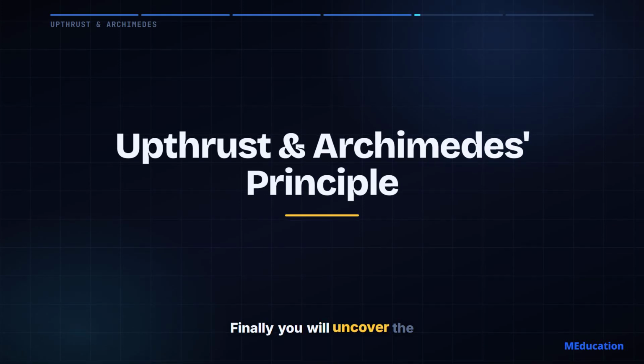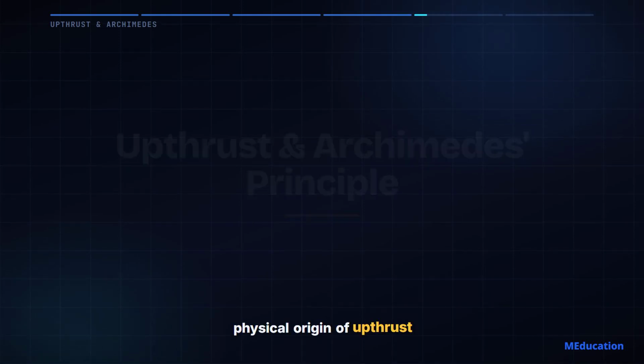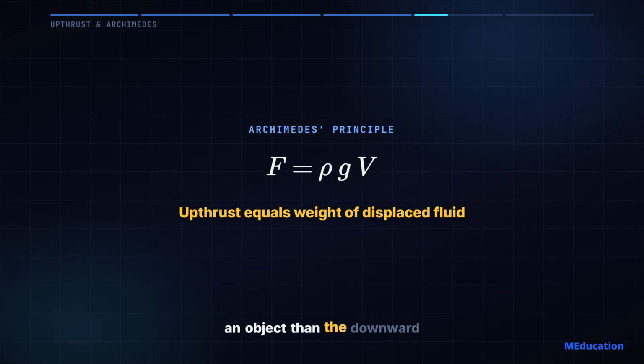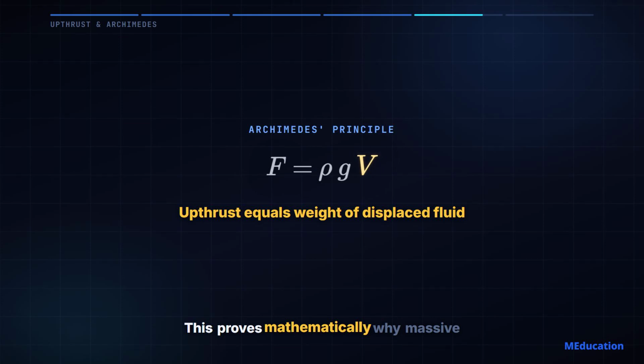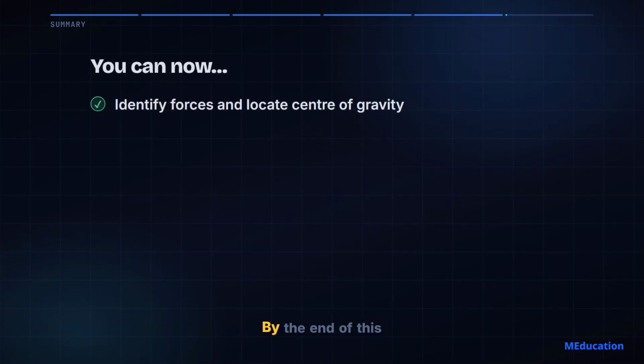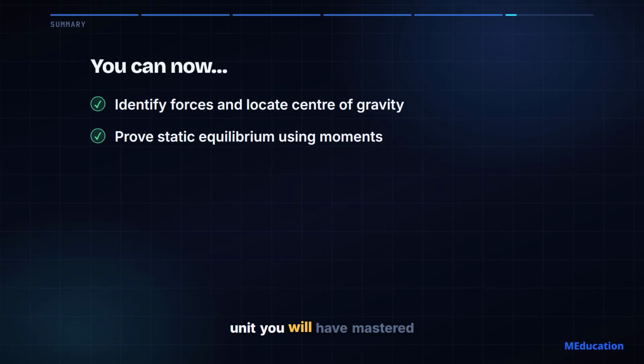Finally, you will uncover the physical origin of upthrust. Because pressure increases with depth, fluids exert a larger upward force on the bottom of an object than the downward force on its top. You will use Archimedes' principle to calculate this upthrust as the fluid density times gravity times the displaced volume. This proves mathematically why massive steel ships can float, and exactly what determines if an object will sink. By the end of this unit, you will have mastered the mechanics of both solids and fluids.